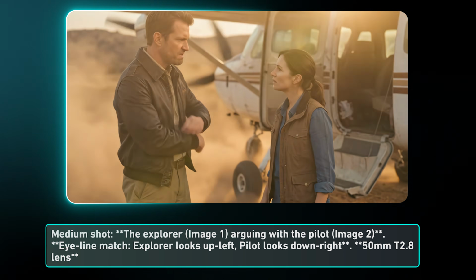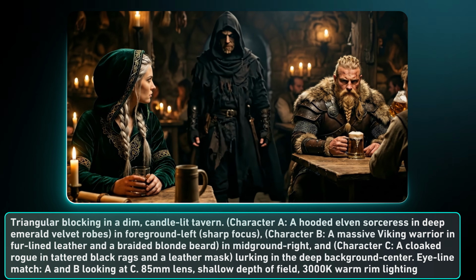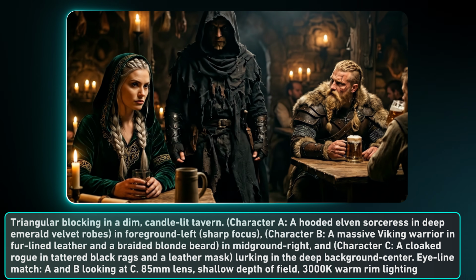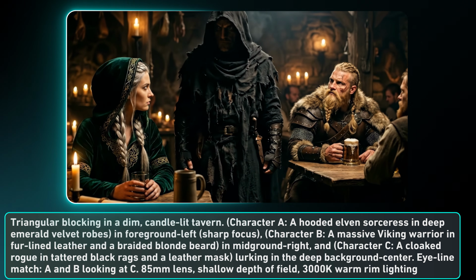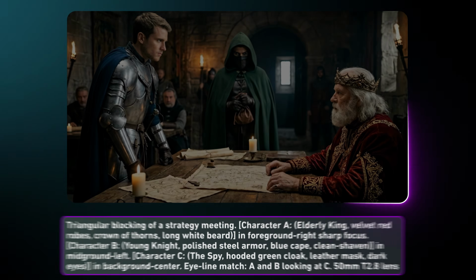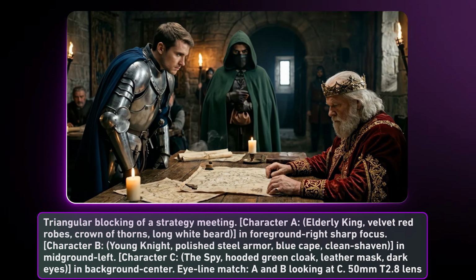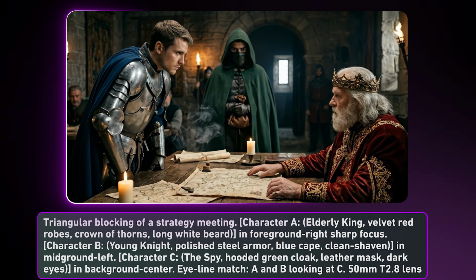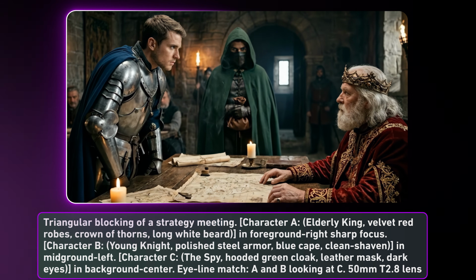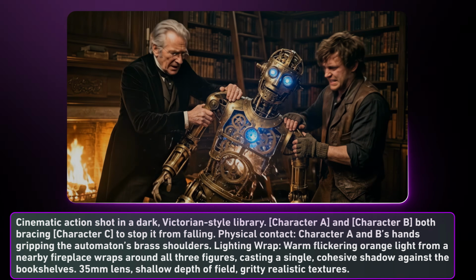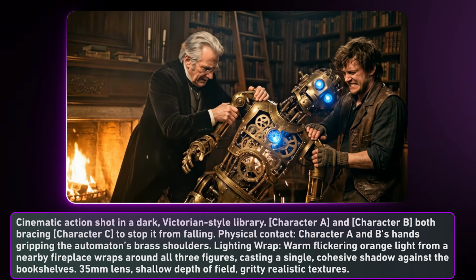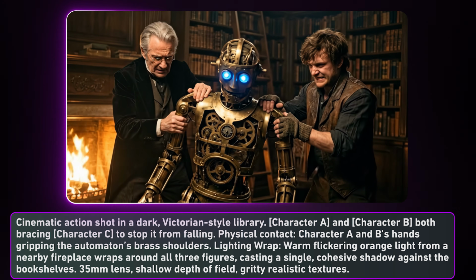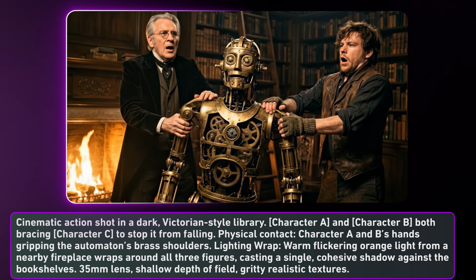Building on that space, triple reference staging bridges your unique character identities with your environment Bible, ensuring everyone truly belongs in the same world. For group dialogue, use triangular blocking. This depth sandwich creates a professional, big-budget cinematic feel. Finally, apply a lighting wrap to any physical contact so shadows hit correctly, and shared actions look grounded and real.